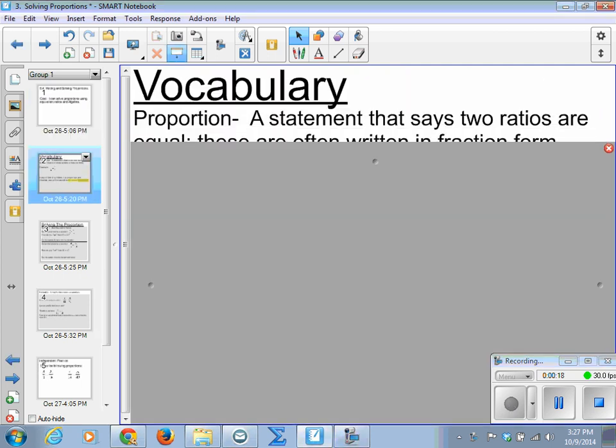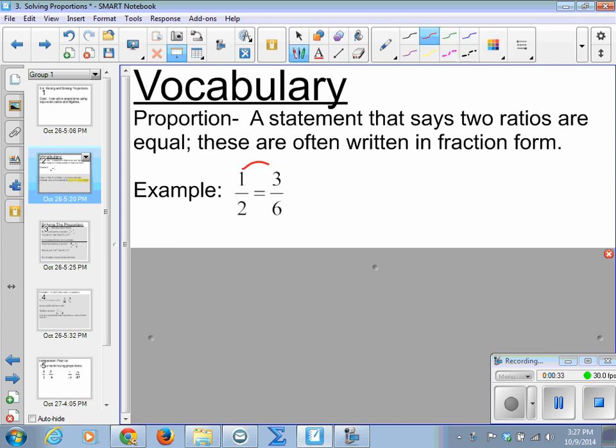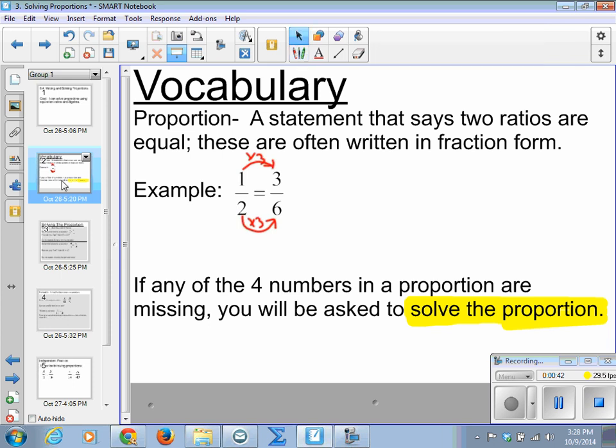Some vocabulary. Proportion. It's a statement that says two ratios are equal. These are often written in fraction form. So, for example, 1 to 2 is the same as 3 to 6. We know this because 1 times 3 is 3, and 2 times 3 is 6. If any of the four numbers in a proportion are missing, you will be asked to solve the proportion. So that's just knowing what the question is when it comes up.